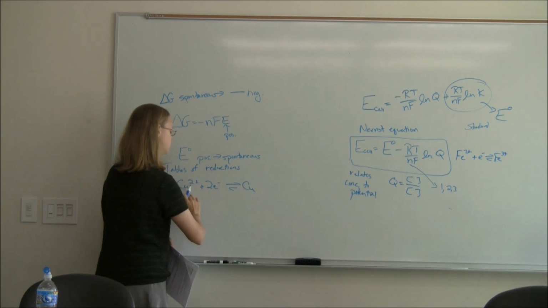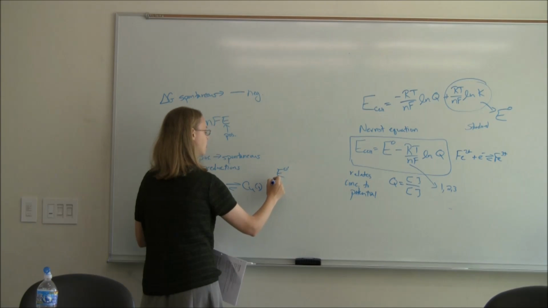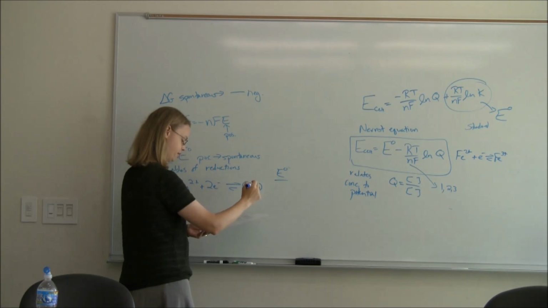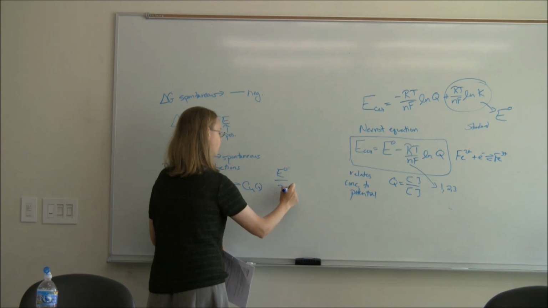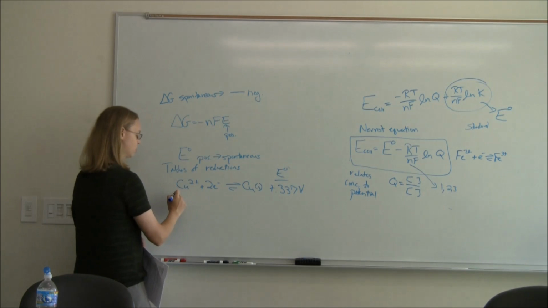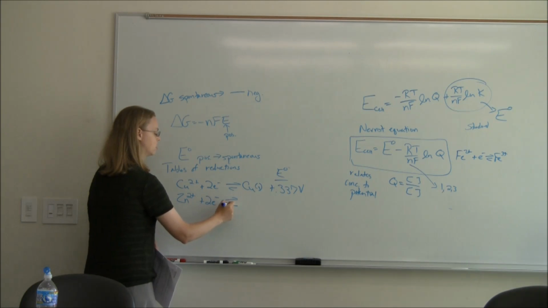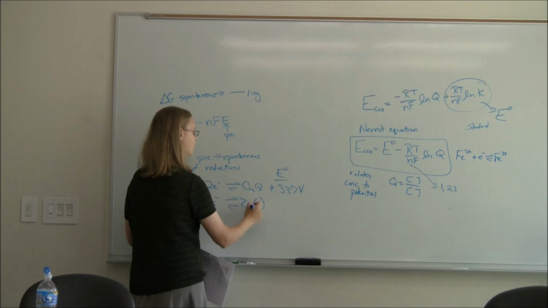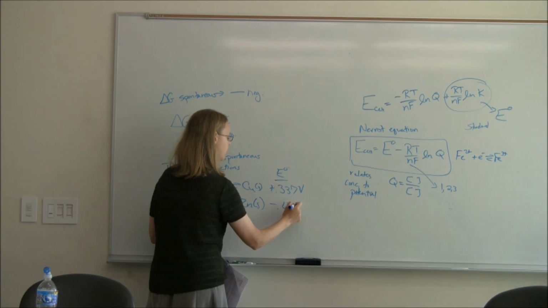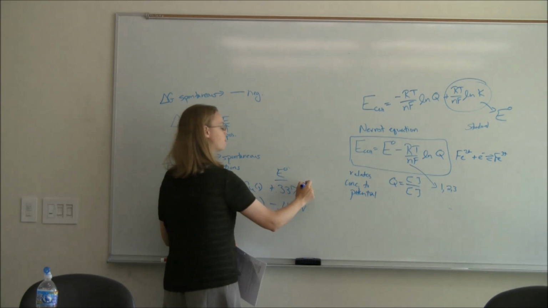Copper 2+ plus 2 electrons goes to copper solid. And it'll list in this table a standard E0 for these. So that one is like plus 0.337 volts. Then in the same table, you would find the reduction of zinc 2+ to zinc solid. But in this case, it tells you that the reaction is minus 0.403. So this, right, is spontaneous.